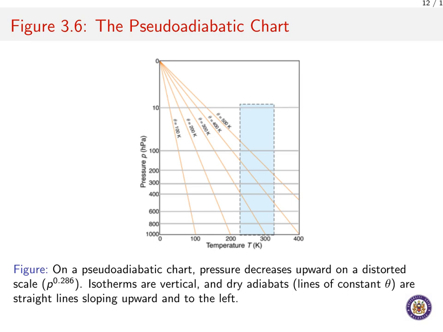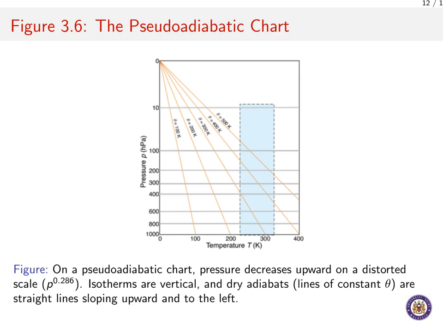This slide presents figure 3.6, which is a schematic of what we call a pseudo-adiabatic chart. This was a very common tool used for meteorological calculations for a long time. Let us break down its structure. The vertical axis represents pressure, but it is on a distorted scale, specifically pressure to the power of 0.286, which ensures that pressure decreases as we move upward, just like in the real atmosphere. Now, notice the lines. The vertical lines are isotherms, meaning lines of constant temperature. The lines that slope upward and to the left are the dry adiabats, representing constant potential temperature, or theta.